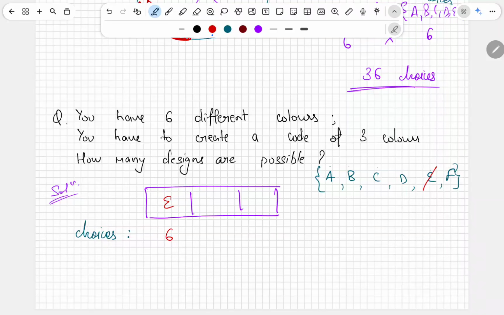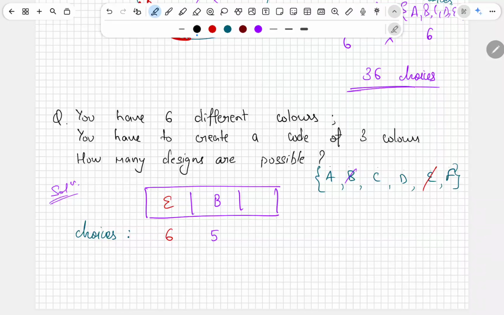Now for the second choice, let's have a look at the sample space. I can put A, I can put B, I can put C, I can put D, or I can put F. Now I'm left with only 5 choices. Let's say I put color B over here.